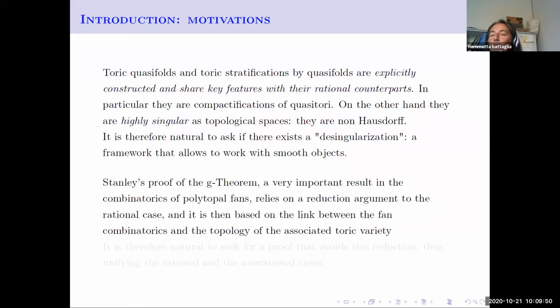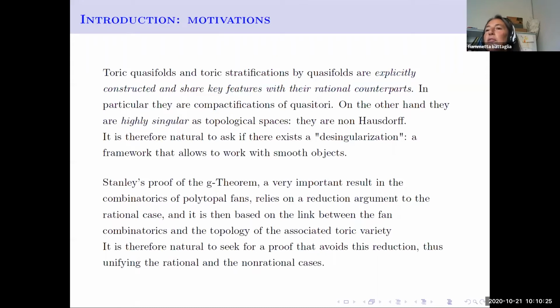And another context that I already mentioned in my earlier talk is Stanley's proof of the g-theorem. We have seen that this relies on a reduction argument to the rational case, and then it is based on the link between combinatorics of the fan and topology of the associated toric variety. So it is natural to seek a proof that avoids this reduction to the rational case and that unifies the rational and non-rational cases.